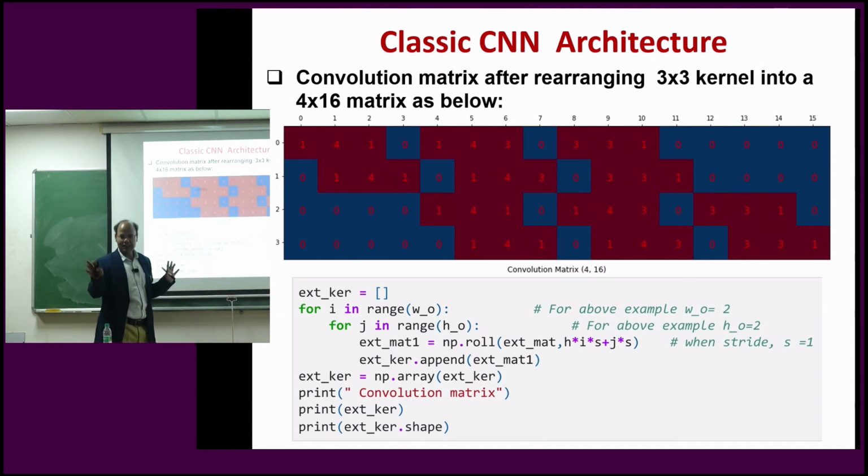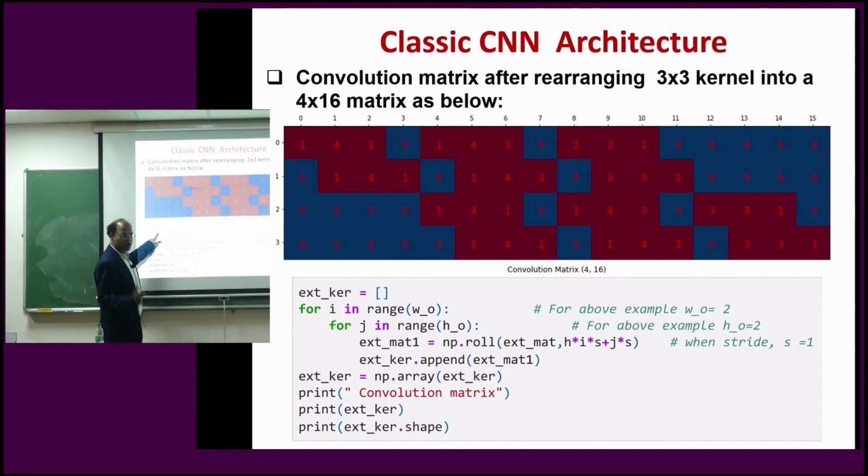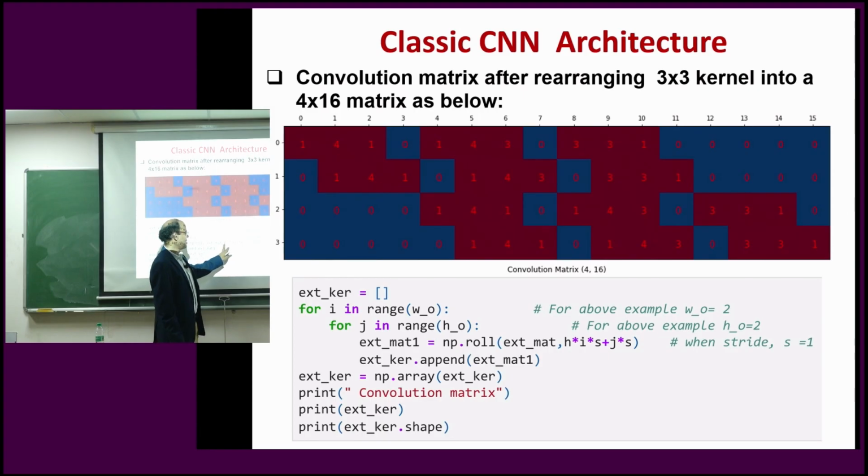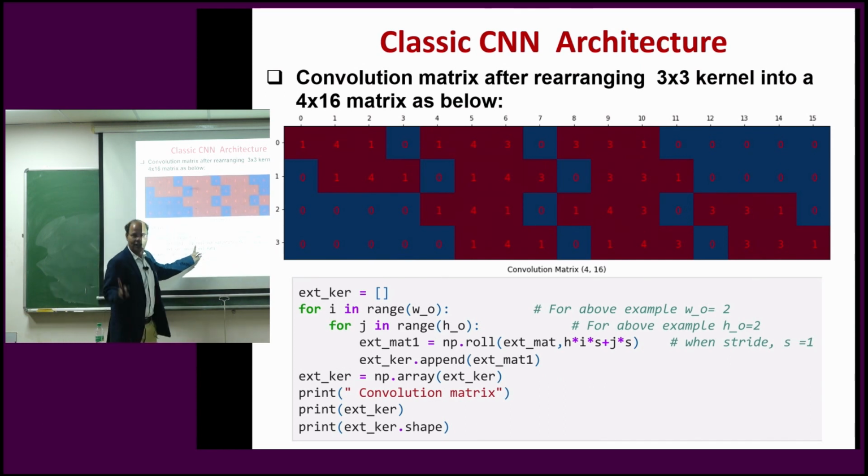S is the stride, which is fixed, right? So I equal to 0, there are 4 cases. I equal to 0, J equal to 0, right? What will this be? There will be no roll, right? So this matrix is the same as the input only. This first one will remain the same. Clear? The extend matrix is nothing but what we already had previously, because H into 0 into 1, J 0 into S 1. So basically no roll, right? This is the Python np.roll, right? The concept is there right now. That's why I told you Python fundamentals are important.